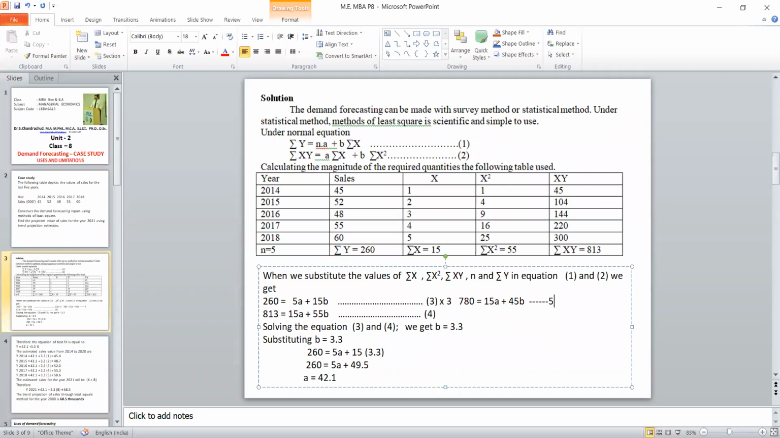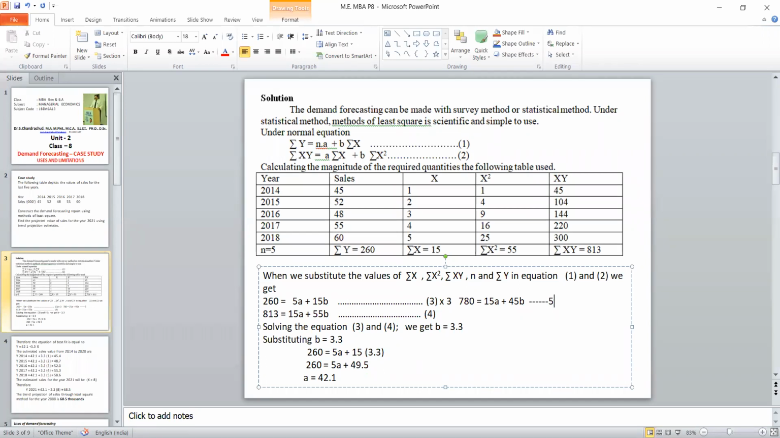15a gets cancelled. Then 45b and 55b, that will be 10b. 10b equal to 33. Then b equal to 3.3. Okay, now we got the value b equal to 3.3 by solving equations 4 and 5. Substitute that in equation 1 or 2, either of them. Here I am substituting in equation 1.